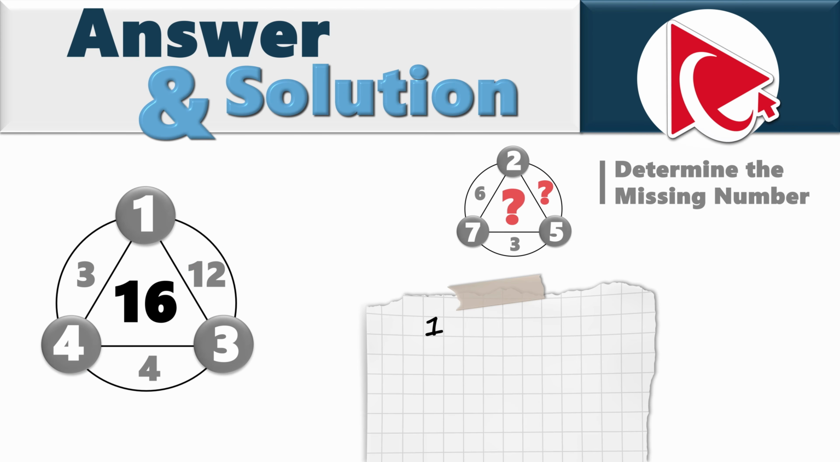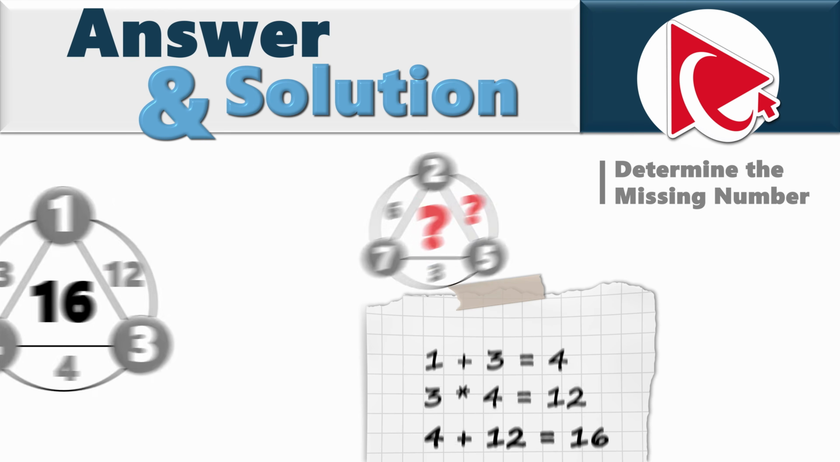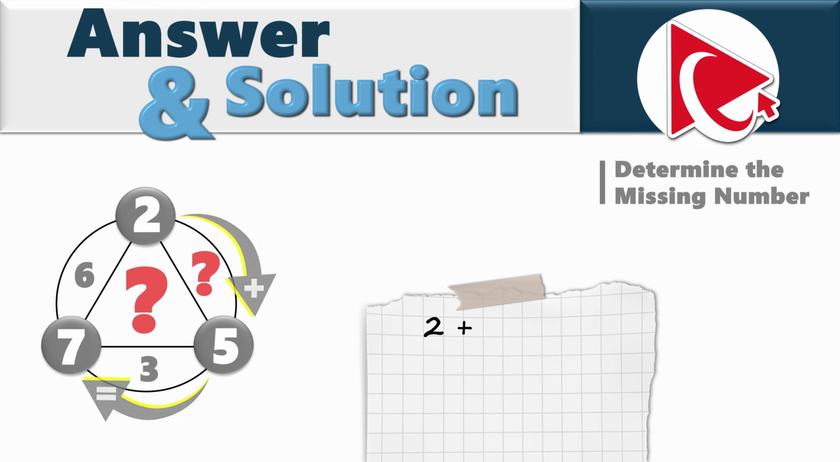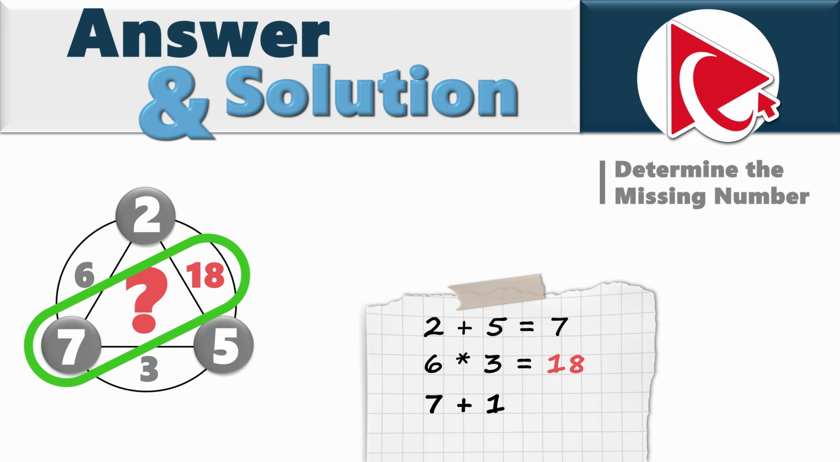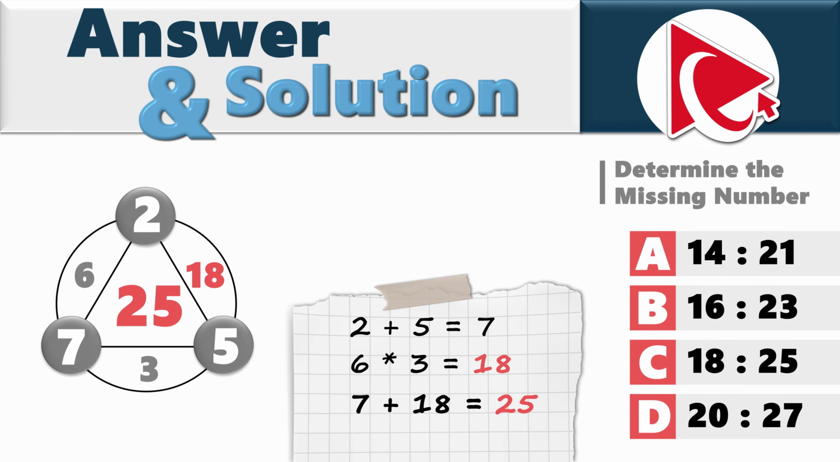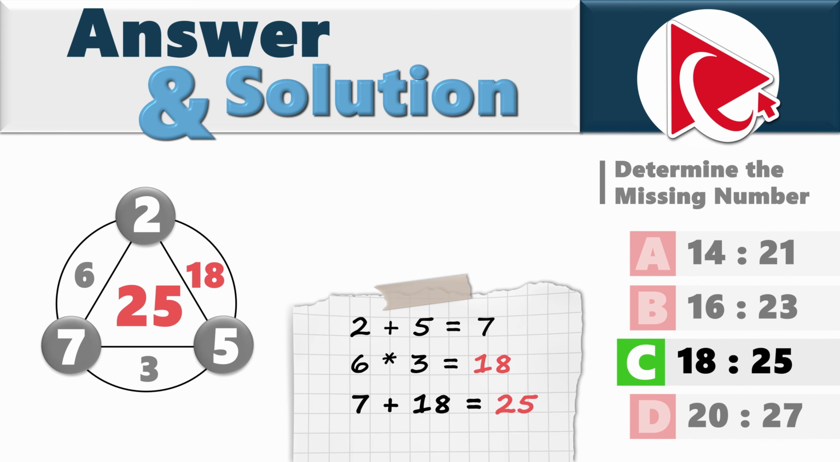Make sure you verify the pattern in the middle shape, but I am going to switch to the third shape, which has two numbers missing. 2 plus 5 equals 7. These are the calculations in small circles. 6 multiplied by 3 equals 18. These are the calculations inside the large circle. And 7 plus 18 equals 25. So the correct answer here is choice C, numbers 18 and 25.